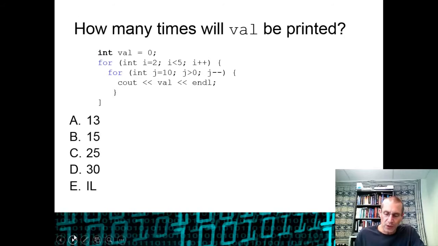All right, so here's the first quiz question. It's just evaluate how many times this loop is going to occur. So how many times is this line of code going to be executed where it's going to write val? And I have a nested loop here where I have i going from 2 to 5 and j going from 10 down to 0.